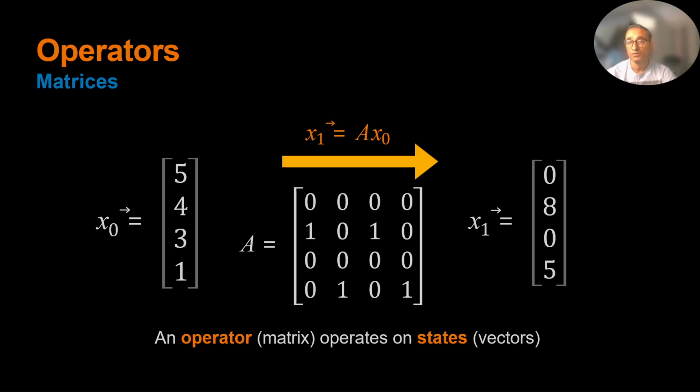Now, if you see how the matrix with its values of zeros and 1 ends up transitioning x0 to x1, it will be very easy to comprehend. Therefore, in this case, our operator, which is now represented by a matrix, operates on states, which are represented by vectors, and helps in transitioning the states from x0 to x1 in this example.